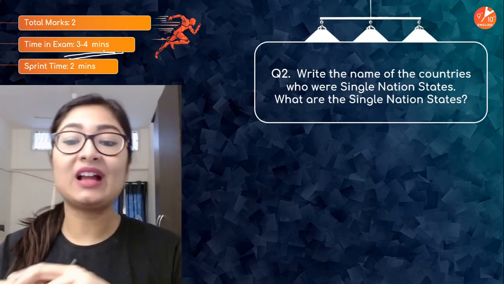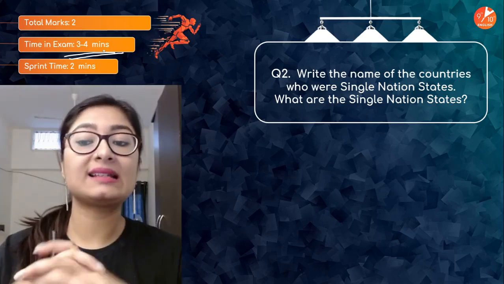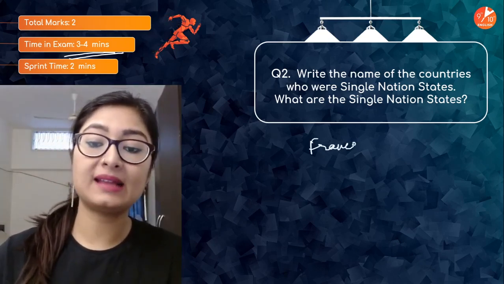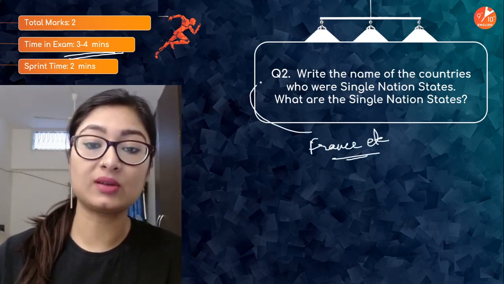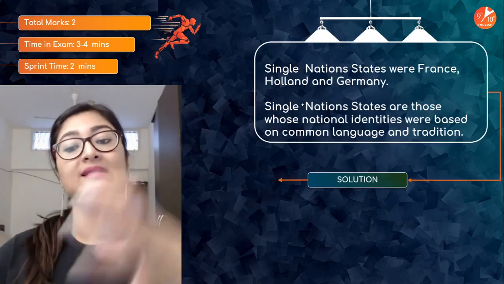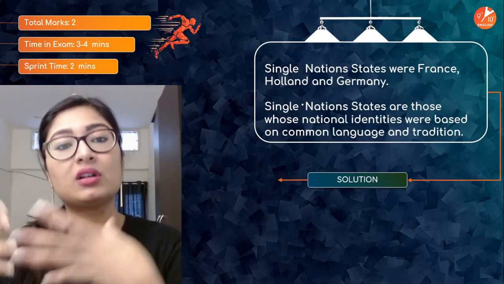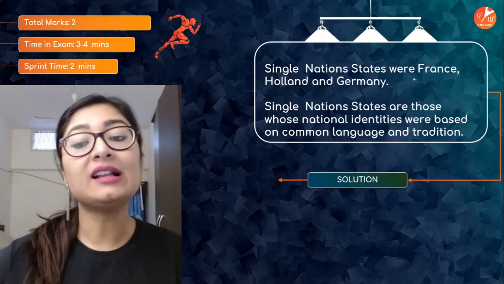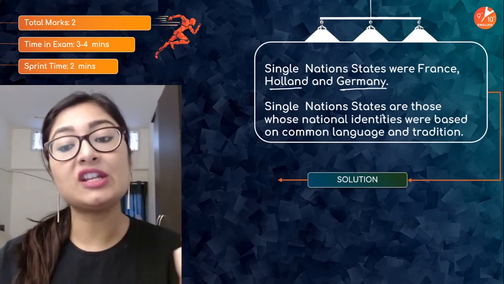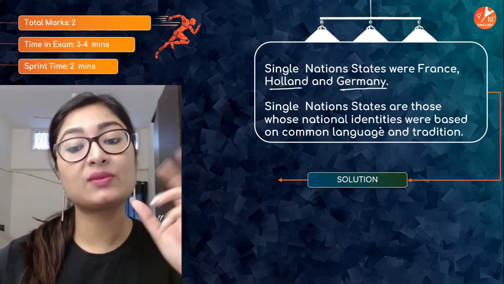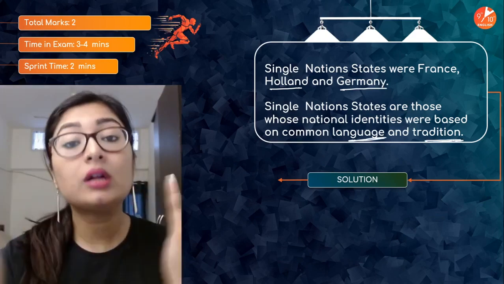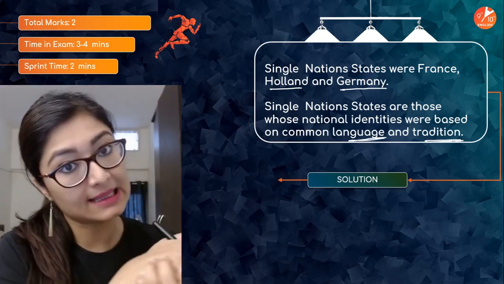So write the name of the countries who were single nations. What are single nations? There were multiple nations like France, etc., which were single nations. Basically, a single nation is not divided in parts and is united on the basis of their culture, language, and all of that. So, single nations were states like France, Holland, and Germany. Single nation states are those whose national identities were based on common language and tradition. So, they had a common ground for their citizens.